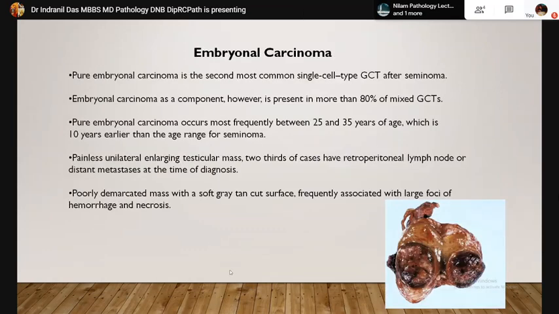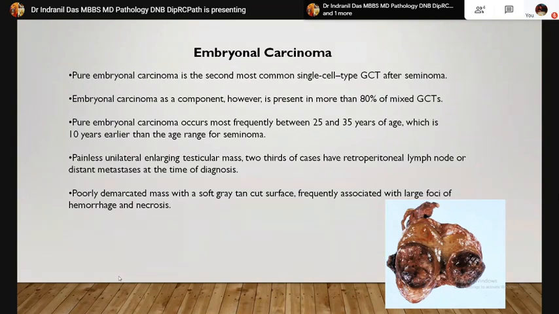Embryonal carcinoma. The pure embryonal carcinoma is the second most common single cell type germ cell tumor after seminoma. The embryonal carcinoma as a component is however present in more than 80% of the mixed germ cell tumors. The presenting age group is between 25 and 35 years of age, which is quite earlier than seminoma. There is painless unilateral enlargement of the testicular mass. Two thirds of the cases present with retroperitoneal lymph node or distant metastasis at the time of presentation.